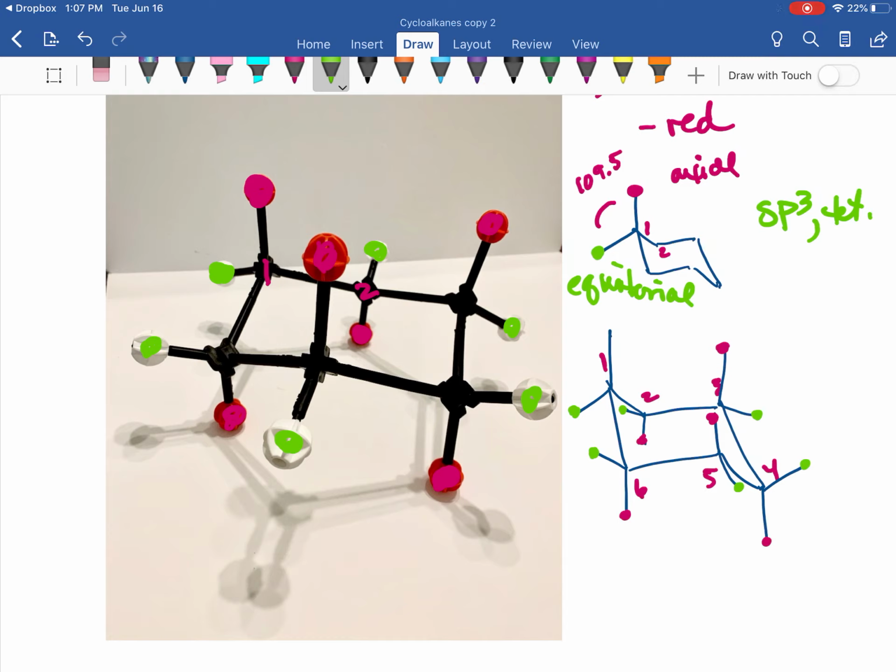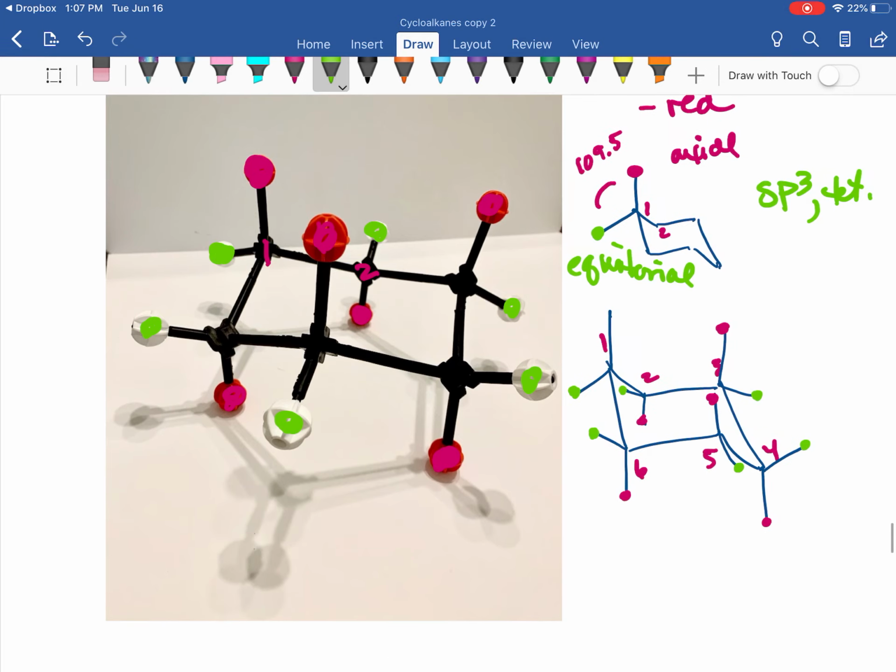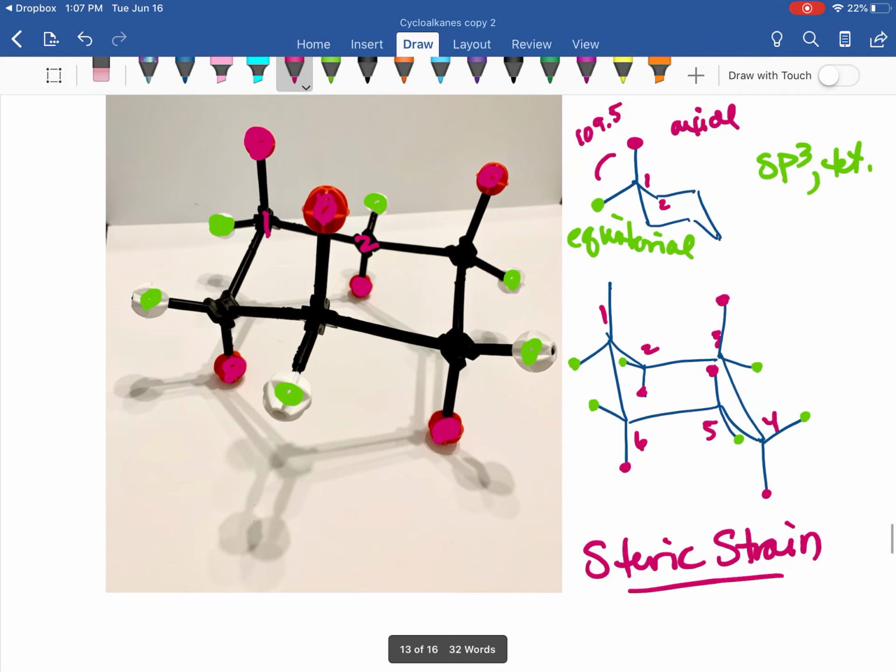Now you know the cliffhanger in this is that it's going to matter. They are going to be different in their energy. And what is the strain that's left for us to look at? Steric strain. That is what we're going to consider with these.